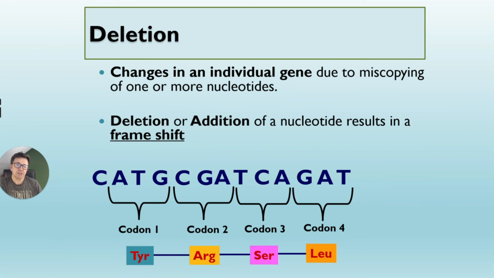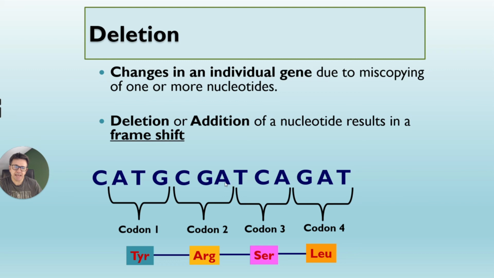So let's have a look at deletion. Deletion involves changes in an individual gene due to the miscopying of one or more nucleotides. So it can be either deletion of a base or addition of a base, and it results in what we call a frame shift. So let's have a look to see what happens with the frame shift.